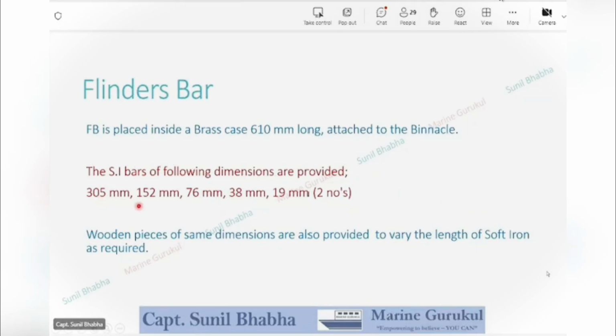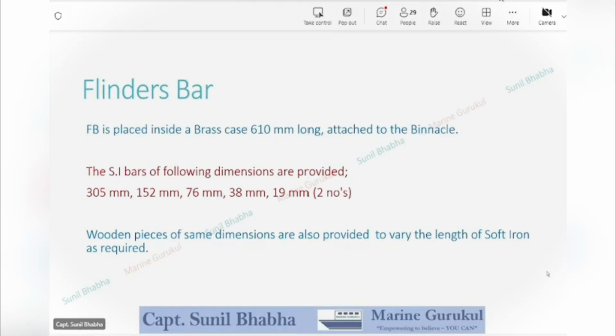When a Flinders bar is supplied on the ship, along with these soft iron bars of these dimensions, a complete set of wooden pieces of the same dimensions is also provided. So you will have wooden pieces of all these dimensions along with the soft iron bars. This is given to help us vary the length of the soft iron as per our requirement.